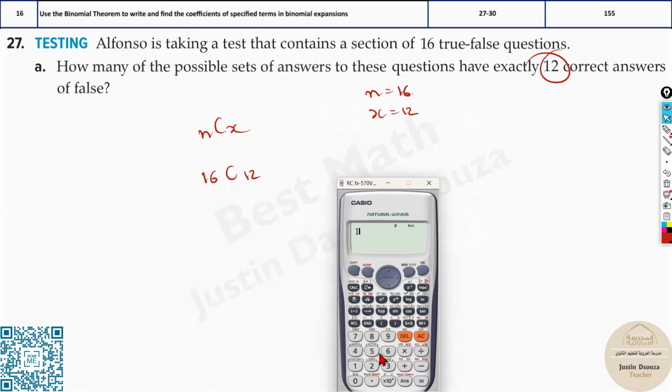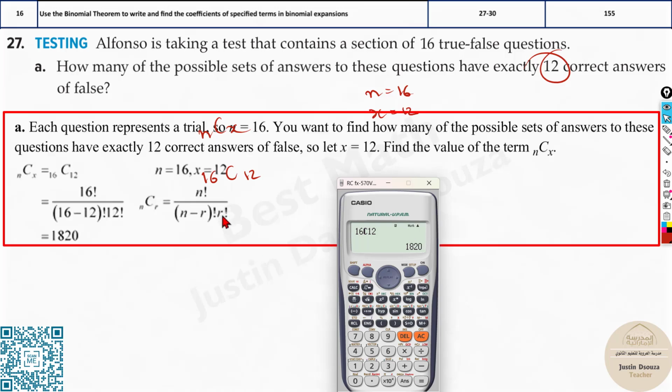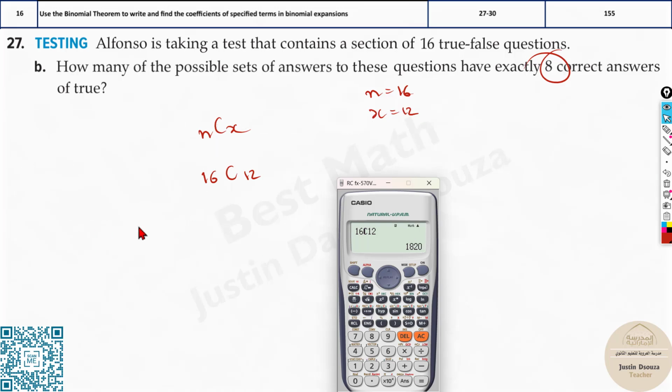In your calculator, all you need to do is press 16, then press shift, and C is given by shift and division. If you wanted P, it'll be shift and multiplication. nCr, the X value over here is 12. The answer is 1820 possibilities.